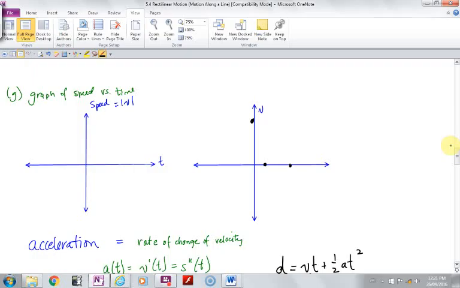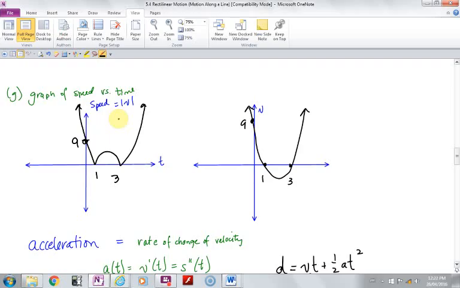Okay, what if we wanted to graph speed versus time? What would that look like? Right, so here's my velocity time. That's 9, that's 1 second, and that's 3 seconds. What does the speed time look like? What does it mean to take the absolute value of this? Right, we're going to have that W shape going on. So that's what the speed time graph is going to look like. Notice there the speed is positive everywhere because we're not interested in the negatives.